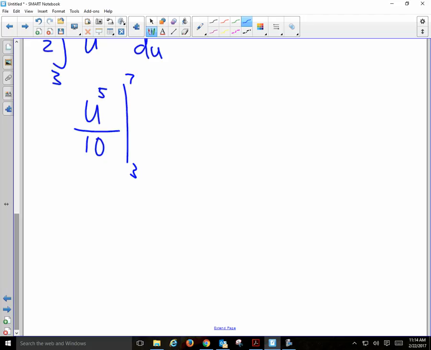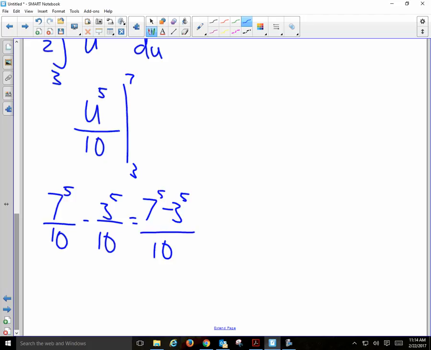You plug in 7, you get 7 to the 5th over 10. Plug in 3, you get 3 to the 5th over 10. And 7 to the 5th is a big number. I'm just going to write this as 7 to the 5th minus 3 to the 5th over 10, only because you might see it expressed like that on the AP exam. You could obviously come up with a decimal too. Why do you not use a constant in this problem? Because it's a definite integral and you're evaluating.